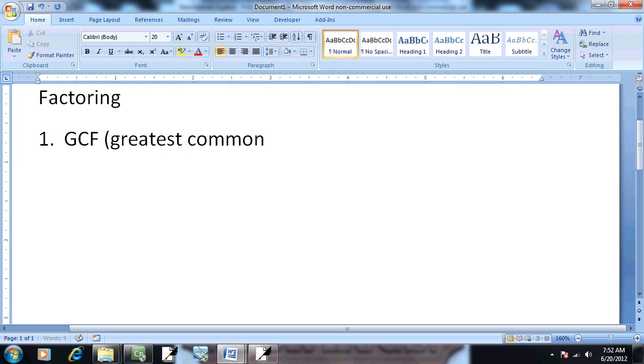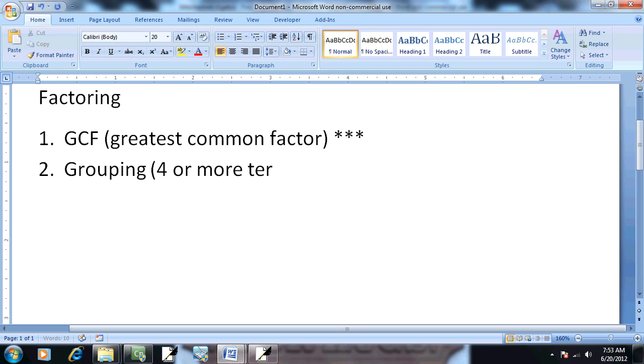And we always try to do this. I'll put an asterisk here, maybe 3 asterisks, to indicate we always try to do that. Most times you just visually look at it and see if they have something in common. Then our second method is grouping. This is where we have 4 or more terms.